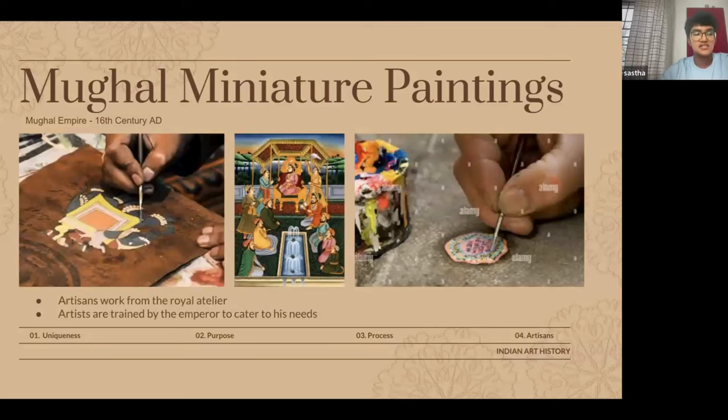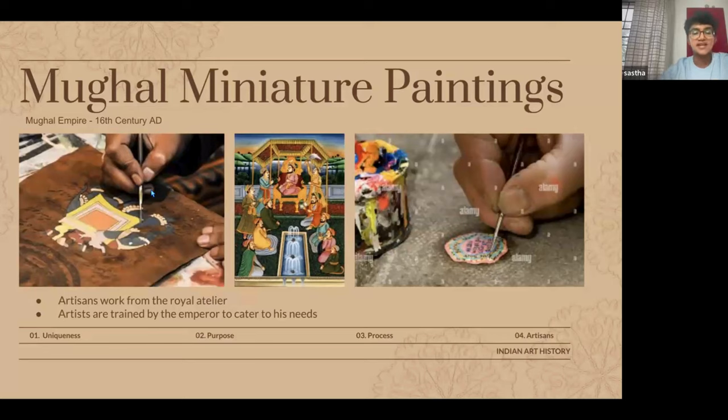So about the artisans. This art form is no longer very prominent because it ended when the Mughal Empire ended. When the artisans were continuing to do this art form, they had dedicated royal ateliers, places in the royal kingdom itself, where they were able to draw it and present it to the artist.